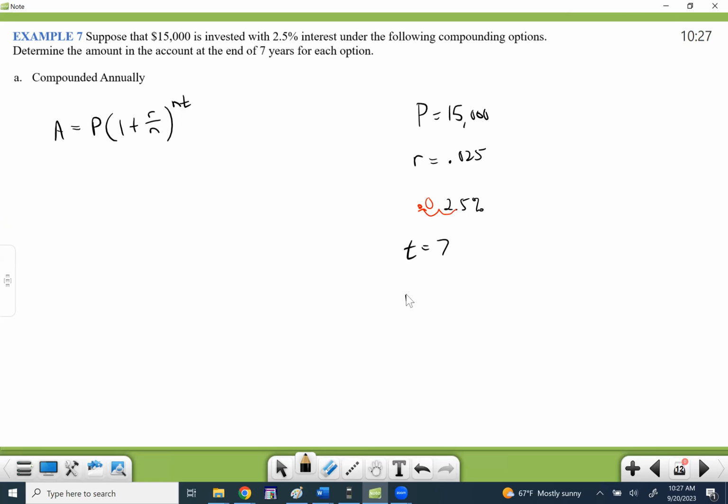Now, we got to get the N, the number of compoundings per year. Well, it says it's compounded annually. That means 1 time per year. So we're going to put a 1.